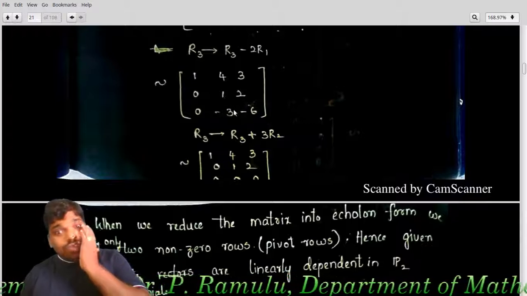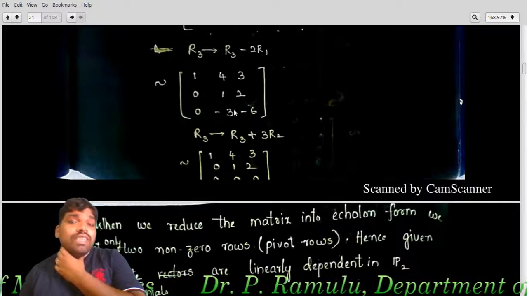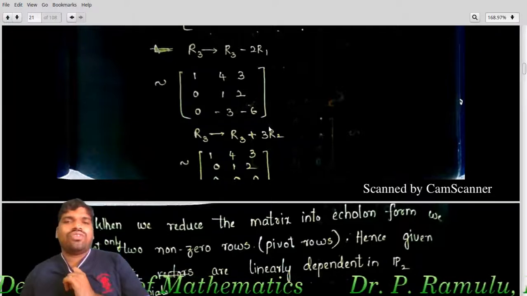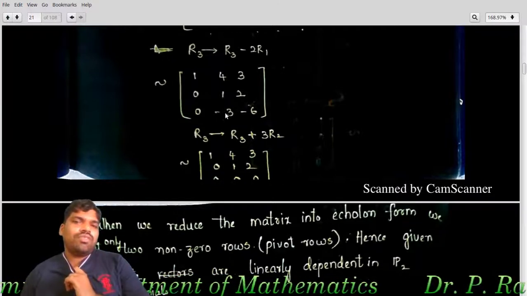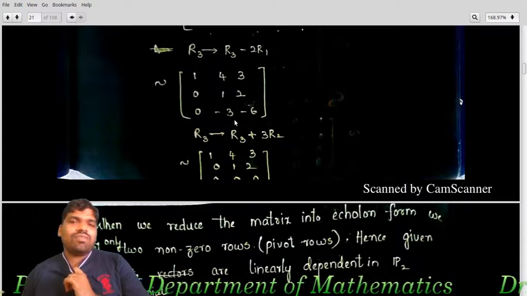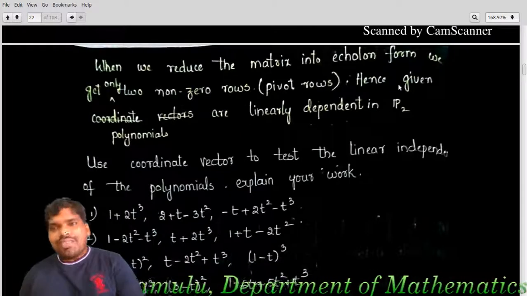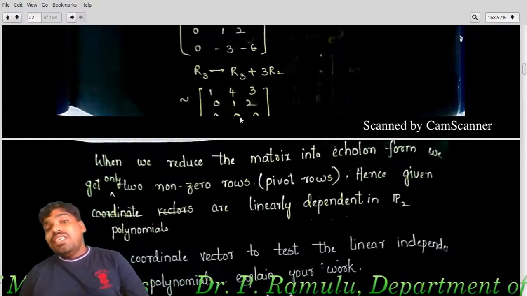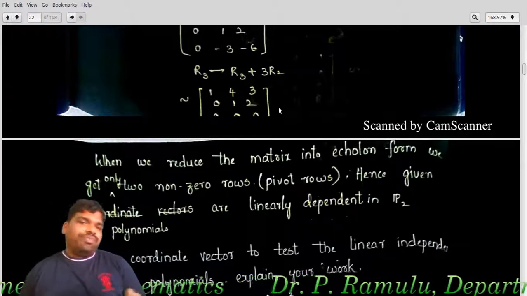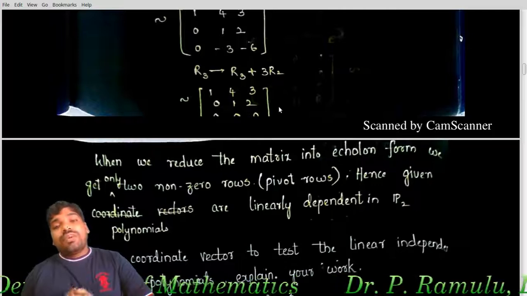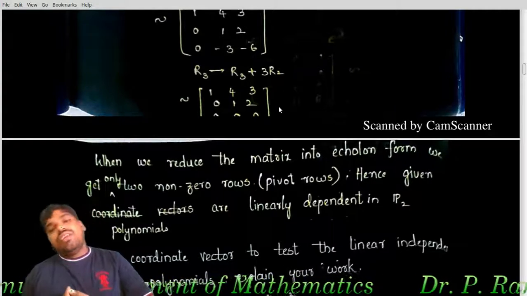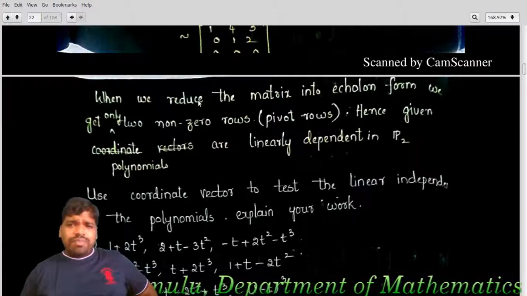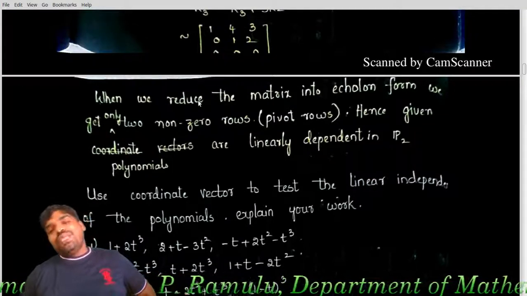Now here we have 1. I want to reduce this matrix into echelon form. So for getting this 0, I do R3 plus 3R2. That will be 1, 4, 3, 0, 1, 2, 0, 0, 0. If you observe, 3 times 0 equal to 0, and minus 3 plus 3 is 0, minus 6 plus 6 equal to 0. This row is reduced to 0. That means when reducing the given matrix into echelon form, we get only 2 non-zero rows, and 1 row is completely 0. Hence, this row is a linear combination of the other rows. If one vector is a linear combination of the other vectors, it forms a linearly dependent set. That's why the given vectors are linearly dependent, dependent polynomials in P2.